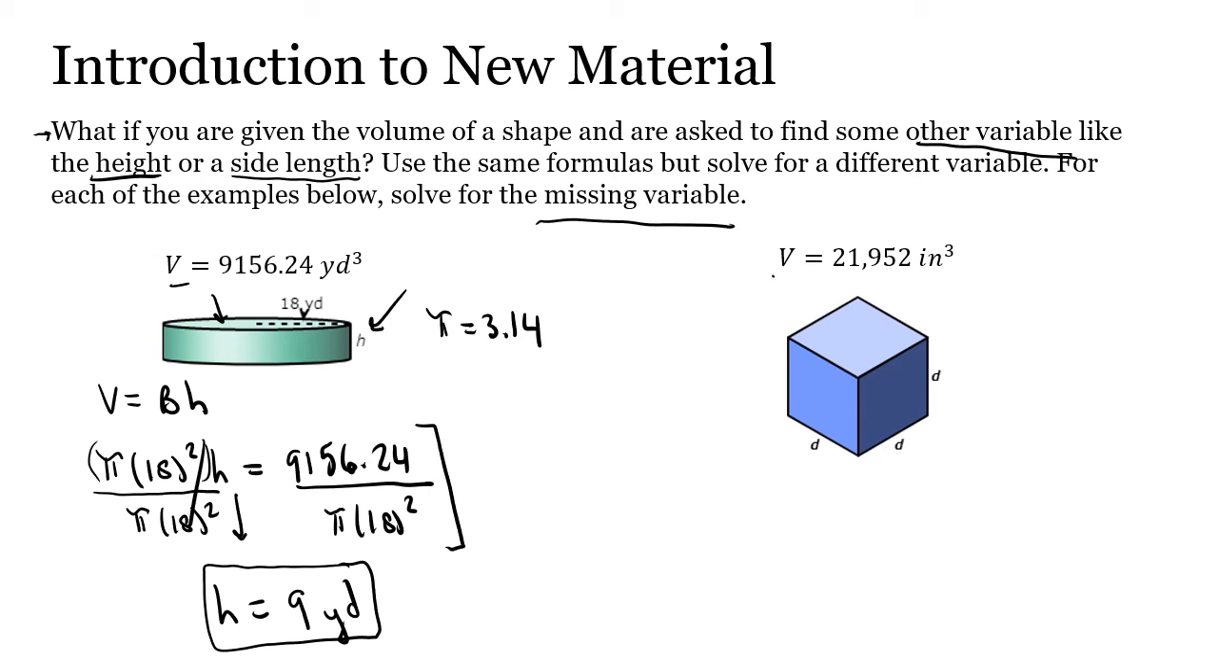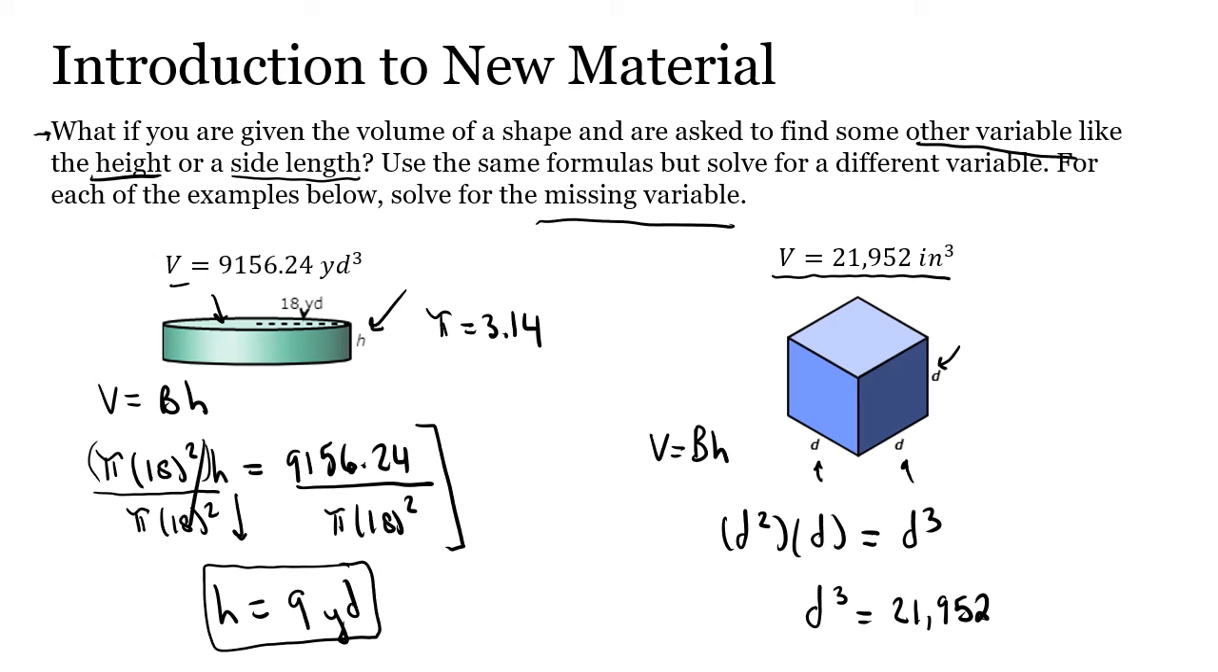Now what about this one? It tells us the volume is this, and it gives us the side length. You should notice that each of the sides are the same. And the formula for volume is going to be just base times height. My base is going to be d times d, which is just d squared. And then the height is also d. D squared times d is actually d cubed. So I know that d cubed has to equal 21,952.